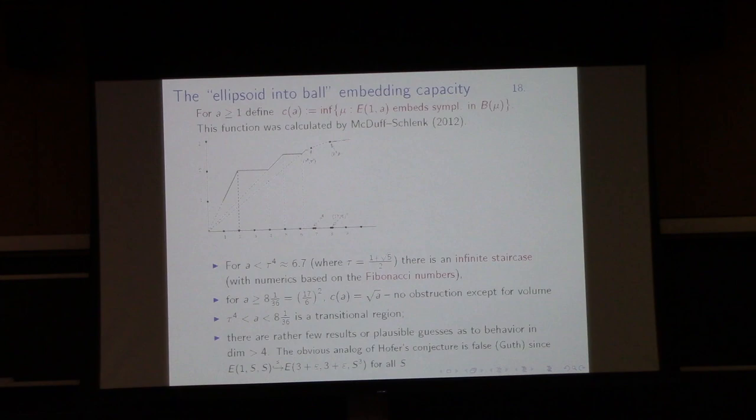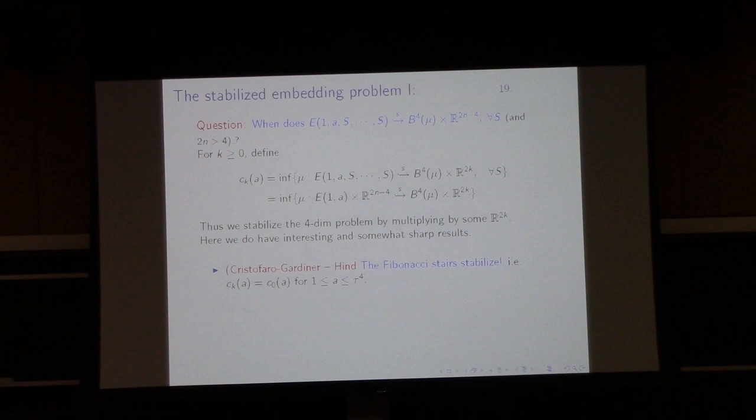Now, I notice I should stop very soon. The other question I've been looking at is the stabilized embedding problem. It's impossible to do everything in high dimensions; we don't really know any techniques. But this is a version of the four-dimensional problem where you take the other directions to be very big, so you're embedding into a four-dimensional ball times Euclidean space. So you're basically taking the four-dimensional problem and multiplying it by something, thinking the other direction is unimportant. Then you can look at the embedding capacity here, and here we do have a chance of saying something about it.